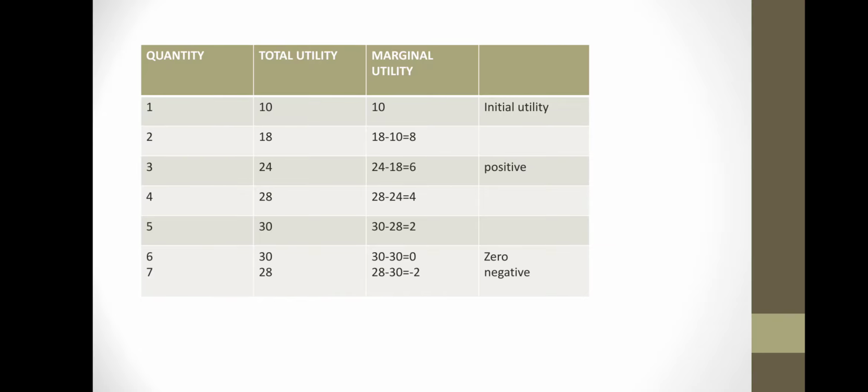On the other hand, the marginal utility refers to the increment in total utility. It is clear from the table that up to the fifth unit, the marginal utility goes on diminishing and at the sixth unit it becomes negative.